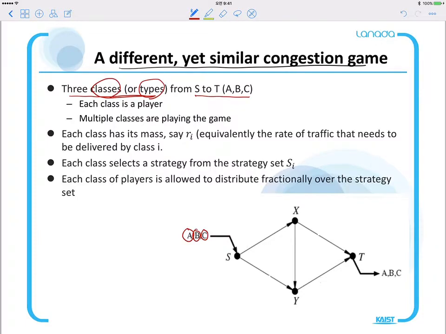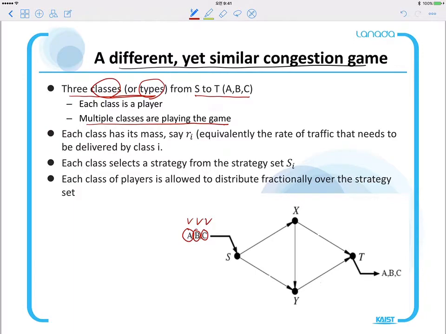Now each class can be regarded as a player here in this case, but it's not an individual person which chooses the path, which is just class. So the multiple classes are playing the game. These are the classes.